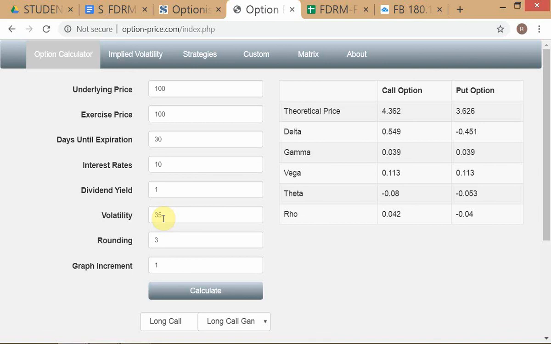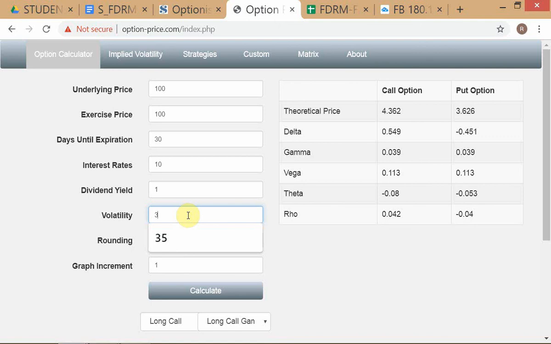When I am running my OVM at 35% vol input, I get a fair value for the call at 4.36. But when I look in the market for the same call, I see that the market is pricing that call at $4. So my question is, when I go back to my OVM, is my vol input into the OVM higher than what vol the market is using? Higher. That's why I'm getting a higher fair value for the call. So the question in my mind is, at what vol input into my OVM would the OVM output of the fair value of the call be equal to the market price?